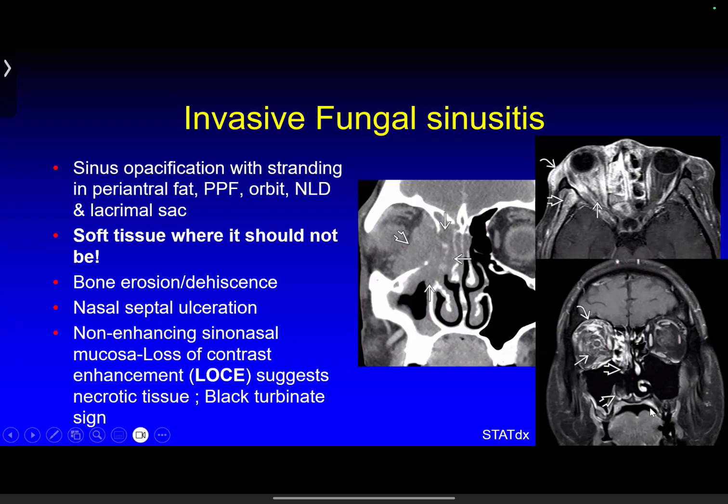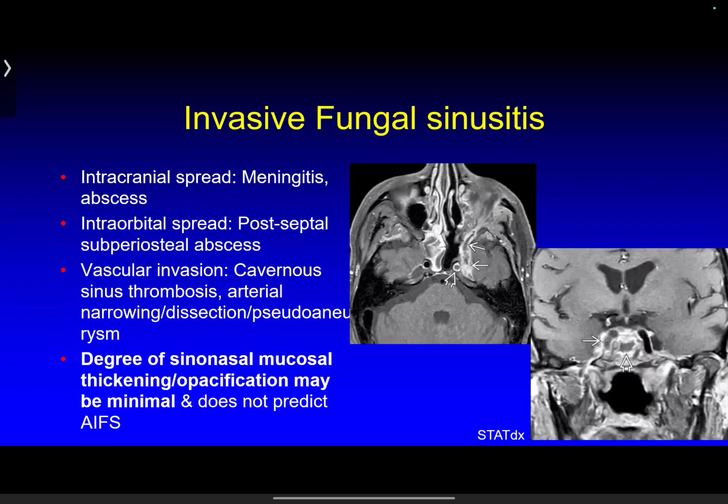importantly, on the coronals, note the normal left side, there is diffuse enhancement, normal enhancement of the middle and the inferior turbinate, but on the right side, there is loss of enhancement within the middle and the inferior turbinate, and this is the black turbinate sign indicating necrotic tissue and a very characteristic finding of invasive fungal sinusitis.